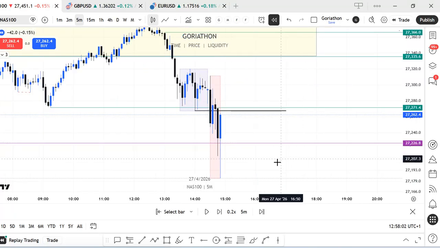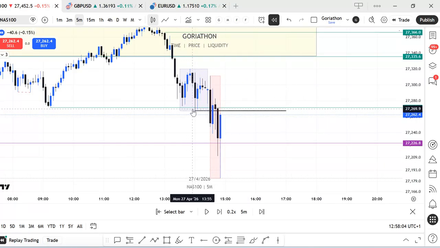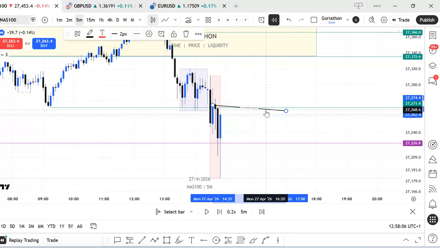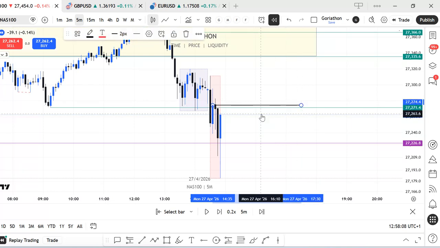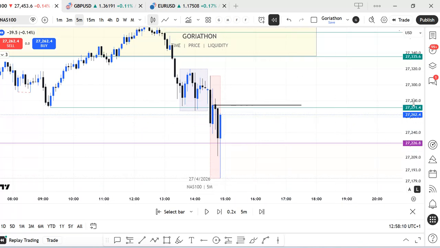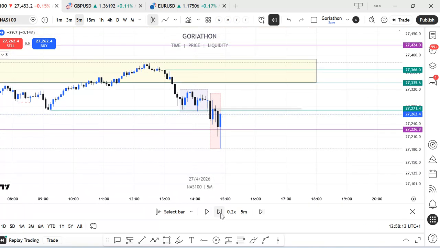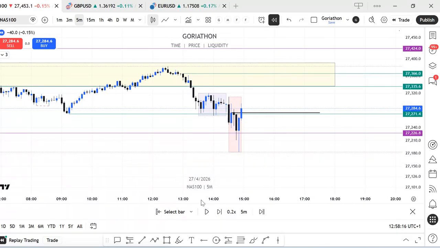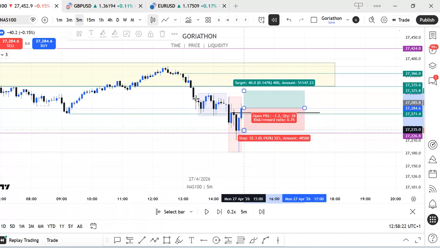Now what we want to see is price close above this one, because there are no fair value gaps. Ideally, you would want to see a fair value gap, and you patiently wait. Fine. This is where I would enter, but not the best setup.